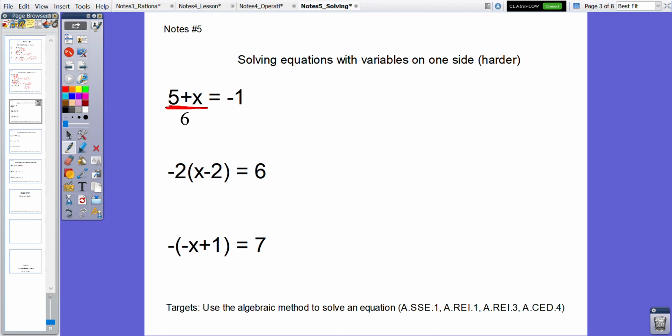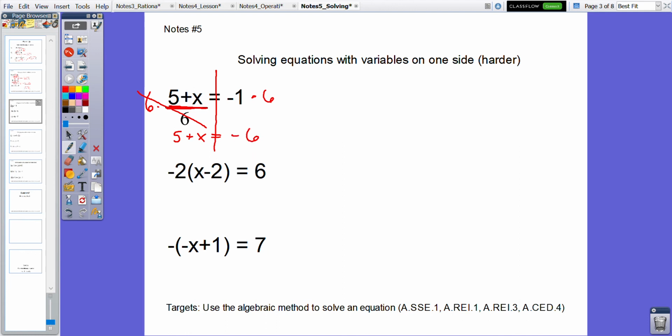So what we want to do here is actually get rid of the 6 first. And the way we're going to do that is we're going to apply the multiplication property of equality. So I'm going to multiply by 6, multiply by 6. Once again, whatever we do on one side, we have to do to the other. So then I'm left with, let's see here, the 6's are going to cancel. So 5 plus some number x is equal to -1 times 6, which is -6.